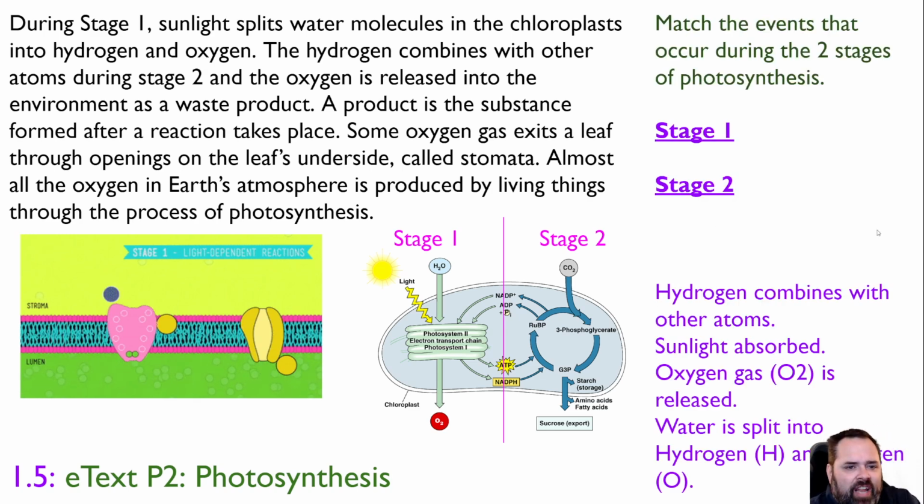Match the events that occur during the 2 stages of photosynthesis. So we got stage 1 and stage 2, and our options are: hydrogen combines with the other atoms, sunlight is absorbed, oxygen gas (O2) is released, and I apologize, I forgot to subscript the O2 there, and water is split into hydrogen and oxygen. So you match those to stage 1 and stage 2. I got a picture here that might help you out with some of those, and you can read the text again to find those.